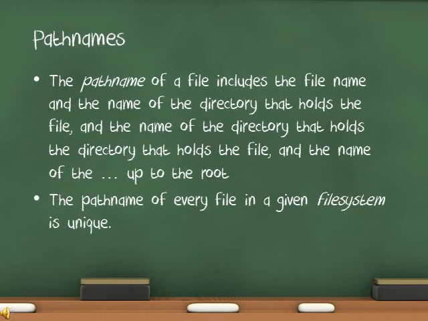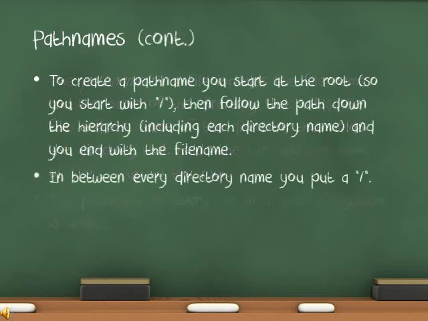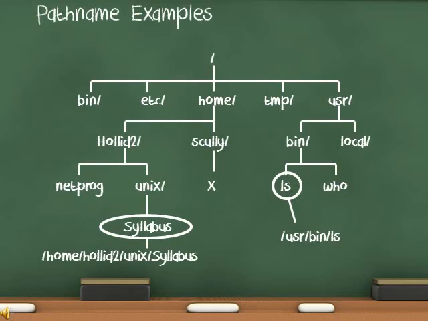Path names. The path name of a file includes the file name, the name of the directory that holds the file, and the name of the directory that holds the directory that holds the file, and so on up to the root. The path name of every file in a given file system is unique. To create a path name you start at the root, then follow the path down the hierarchy including each directory name, and you end with the file name. In between every directory name you put a /. This diagram shows how path names are implemented in Unix.